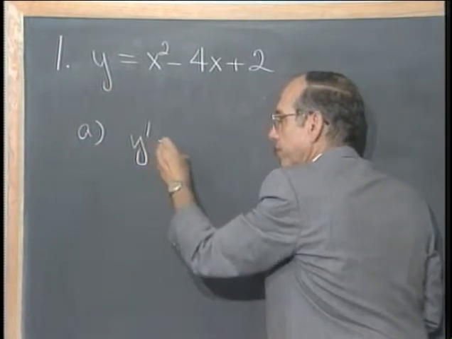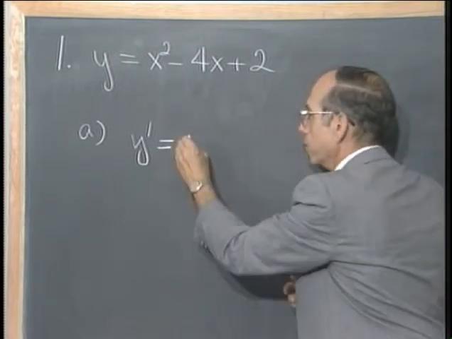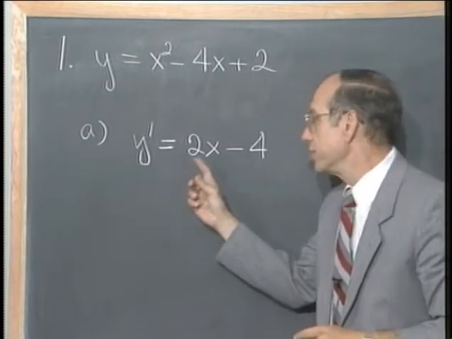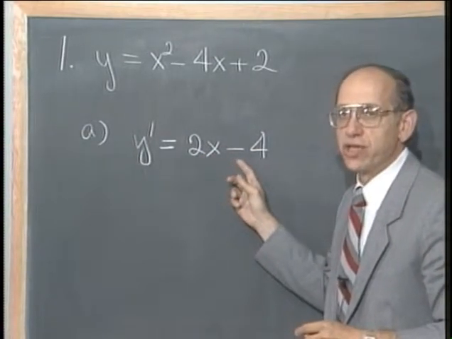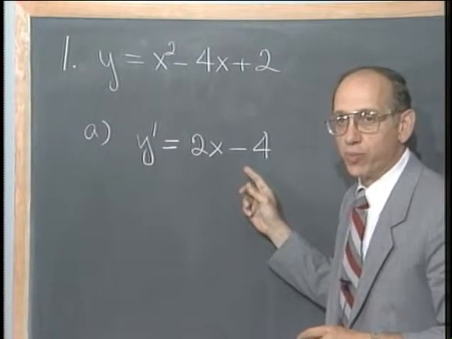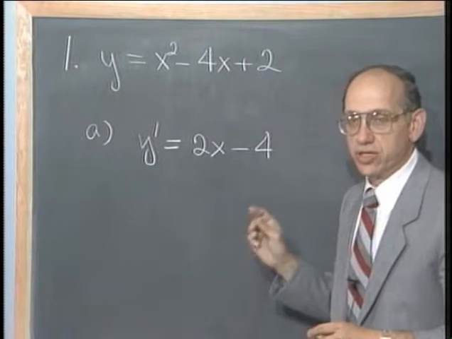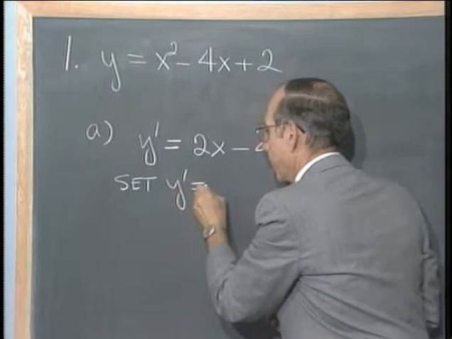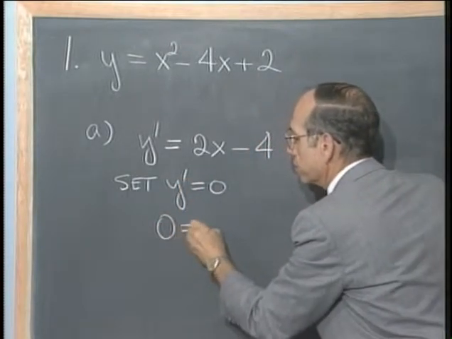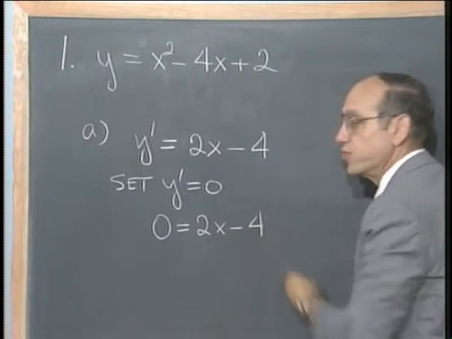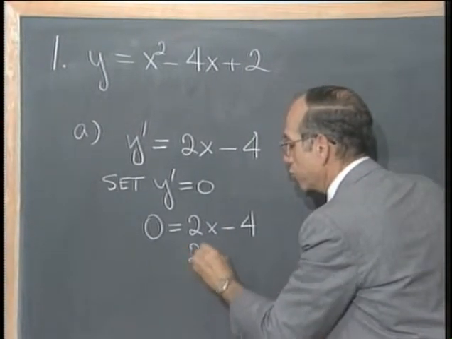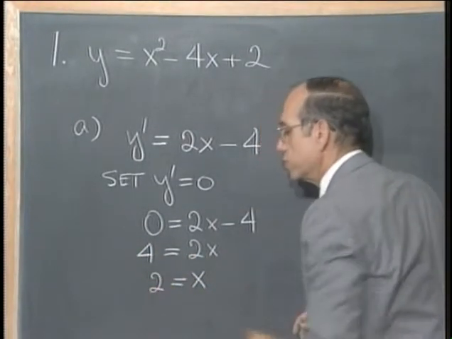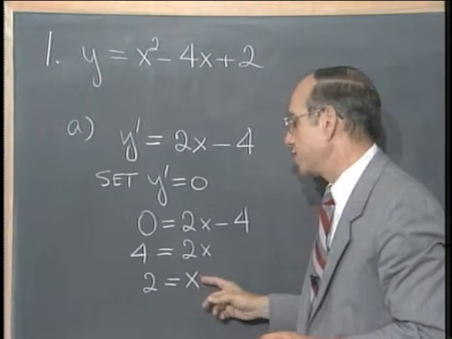Y prime, the derivative of y, is equal to 2x minus 4. Y prime gives the derivative as a function of x for any value of x. We want to know the place where this derivative is equal to 0. So we set y prime equal to 0, and we have 0 is equal to 2x minus 4. Well, that's easy to solve. 2x equals 4, and x equals 2. So the critical value is x equals 2.